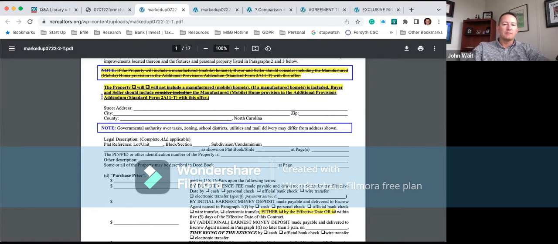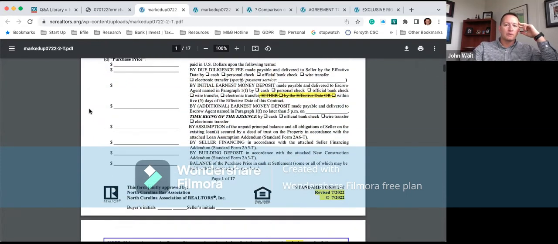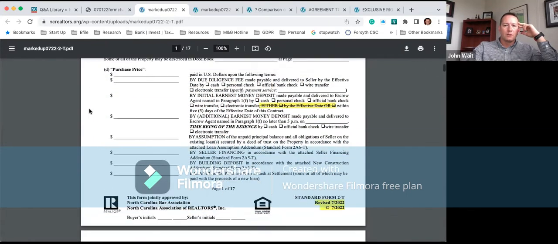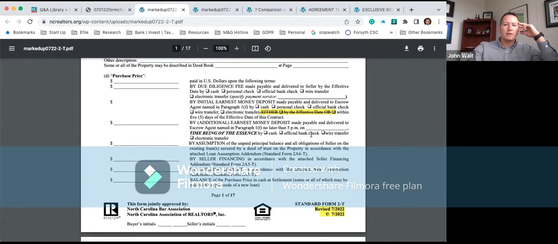Now, as it says, make sure you attach 2A11-T with this, okay? That's the additional provisions addendum. Make sure you attach that anyway, but this will give the closing attorney a heads up.